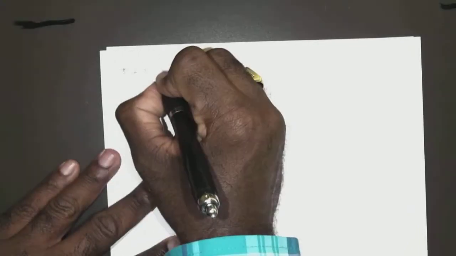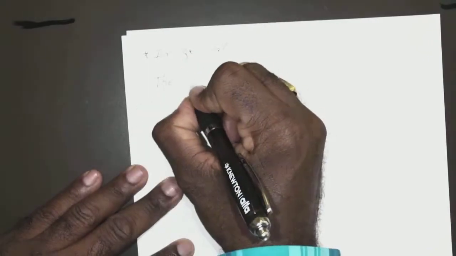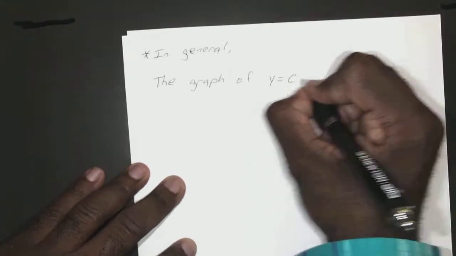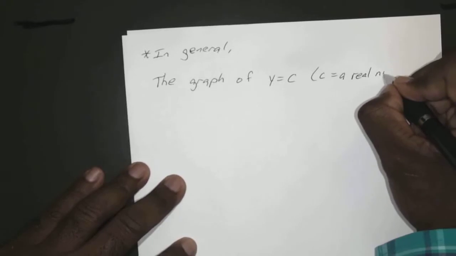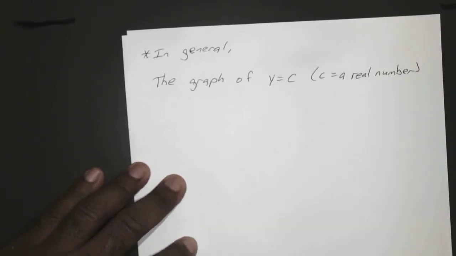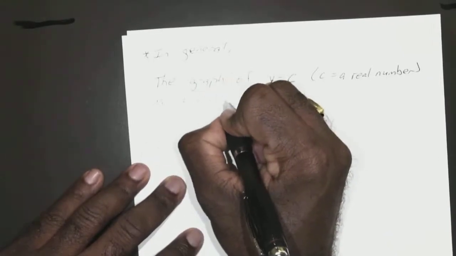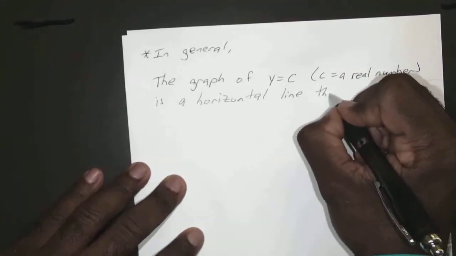Okay, so in general, the graph of y equals c, where c equals any real number, is a horizontal line through c.